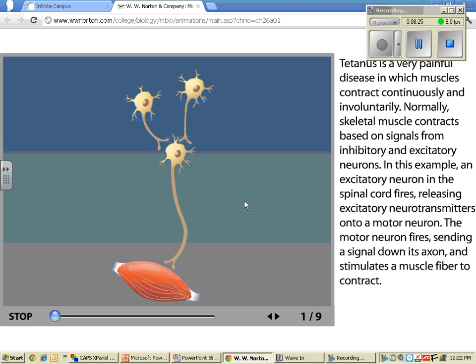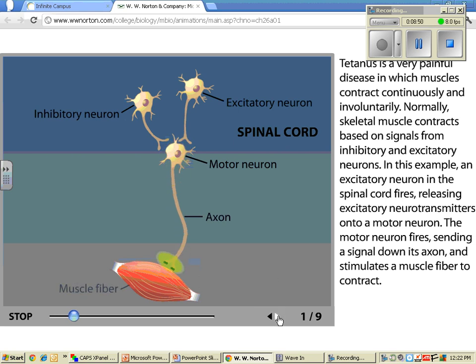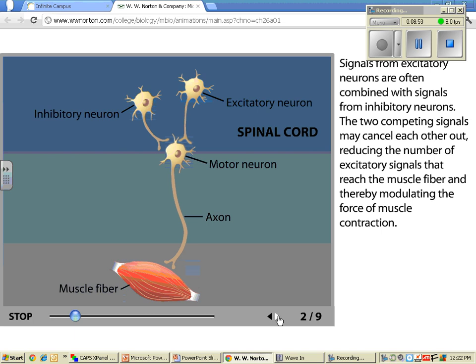Tetanus is a very painful disease in which muscles contract continuously and involuntarily. Normally, skeletal muscle contracts based on signals from inhibitory and excitatory neurons. In this example, an excitatory neuron in the spinal cord fires, releasing excitatory neurotransmitters onto a motor neuron. The motor neuron fires, sending a signal down its axon, and stimulates a muscle fiber to contract. Signals from excitatory neurons are often combined with signals from inhibitory neurons. The two competing signals may cancel each other out, reducing the number of excitatory signals that reach the muscle fiber, and thereby modulating the force of muscle contraction.